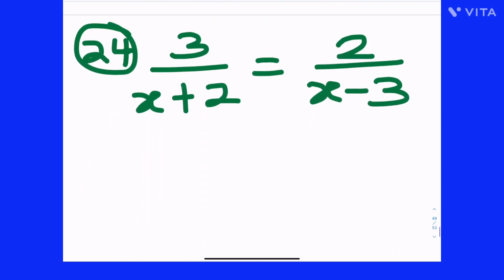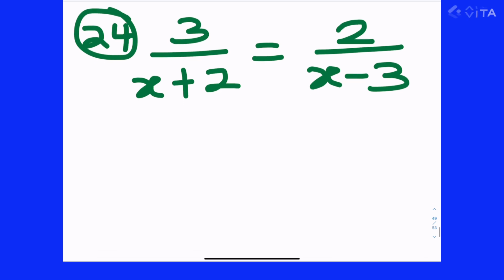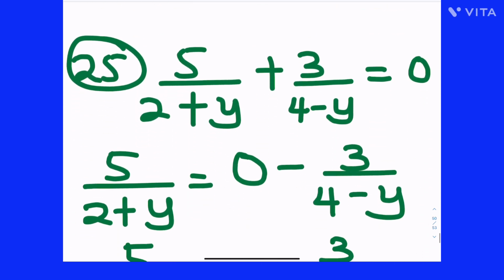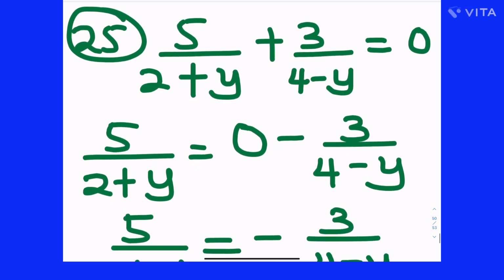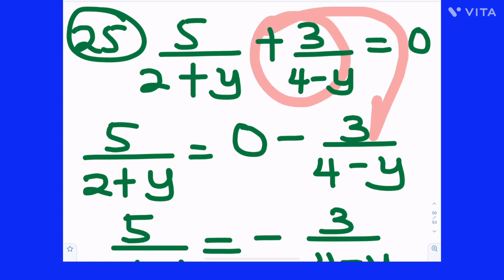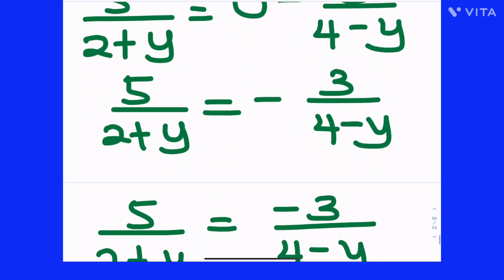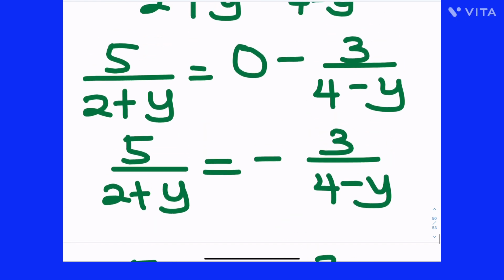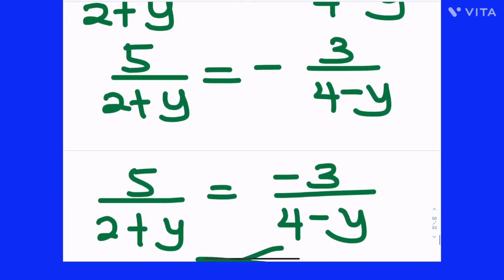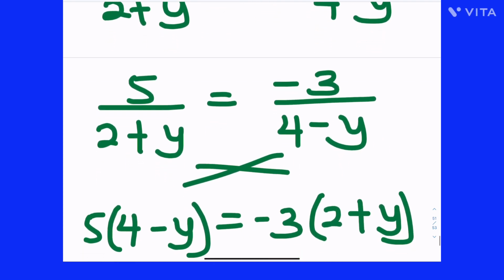Number 24 is the same thing. You answer question 24 to yourself. 25, you take plus 3 over 4 minus 1 to the right hand side. It becomes negative. Taking this across the equal sign to the right, we change it to negative from positive. So it becomes 0 minus 3 over 4 minus 1, written as minus 3 over 4 minus 1. In order to make your work easier, you can give the minus sign to the numerator directly and cross multiply.